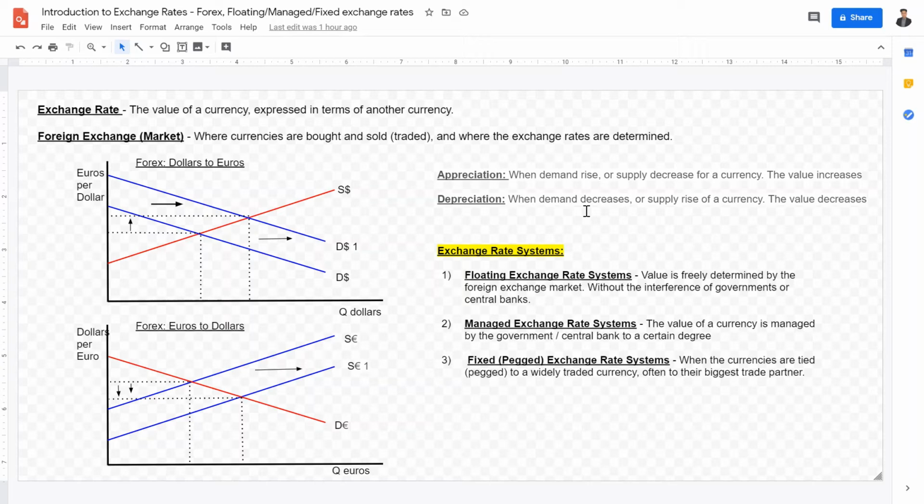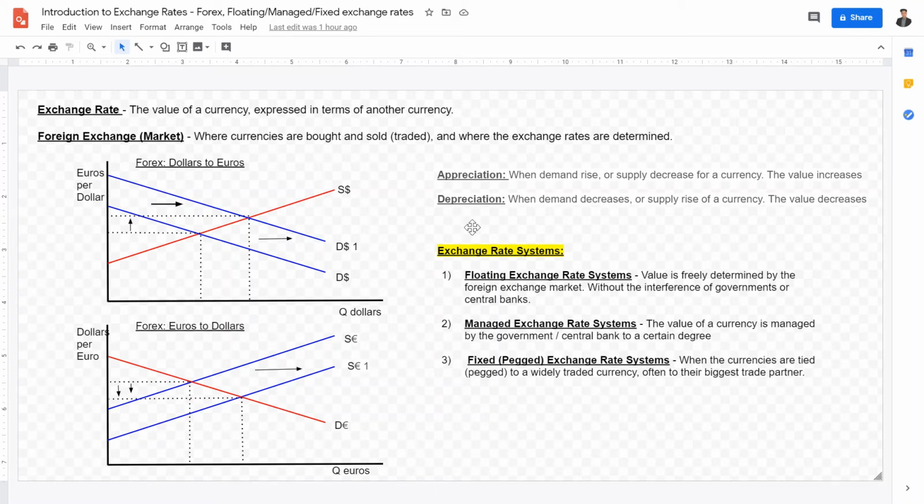if one US dollar is worth 30 new Taiwanese dollars, but now the US dollar is worth 40 new Taiwanese dollars, then that means the USD has appreciated, or you could say the NTD has depreciated. So appreciation is when the value of a currency increases in relation to another currency, and depreciation is when the value decreases in relation to another currency.